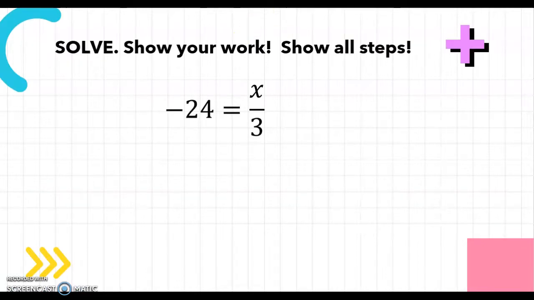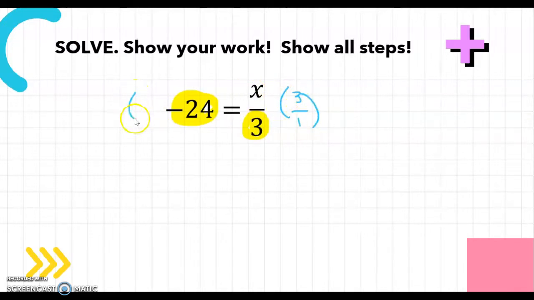A lot of people right away would say negative 8 is the answer because they see the negative 24 and the 3 and they think you need to divide. But remember, that is not true with this type. This is what number divided by 3 will give us negative 24. So since this equation is division, all we have to do to solve it is multiply. That is the inverse operation of division. We're going to multiply these two numbers to solve it. So basically, we're going to multiply each side by 3.